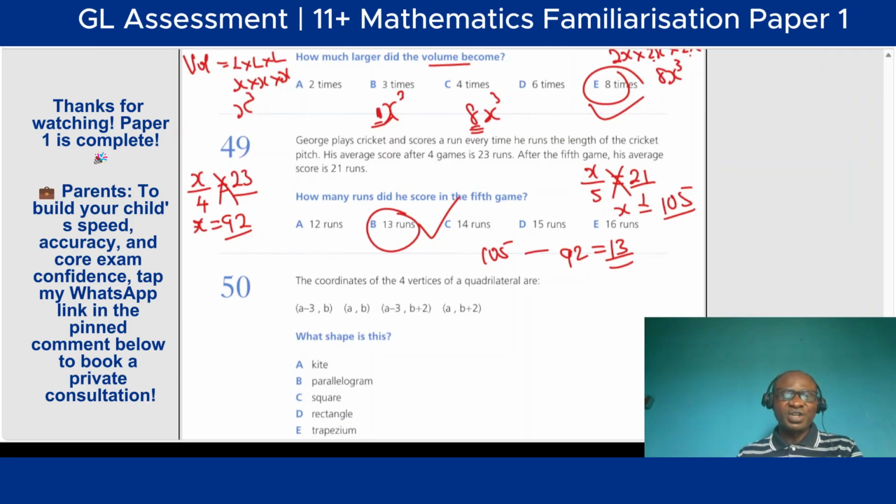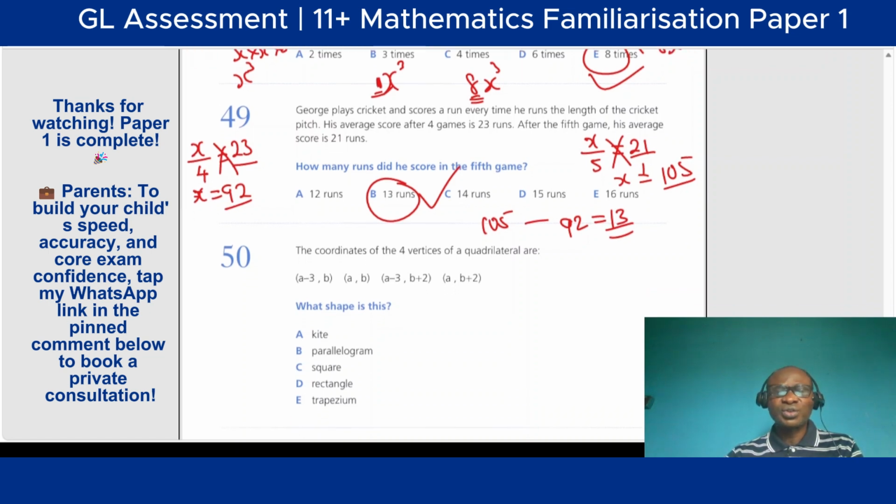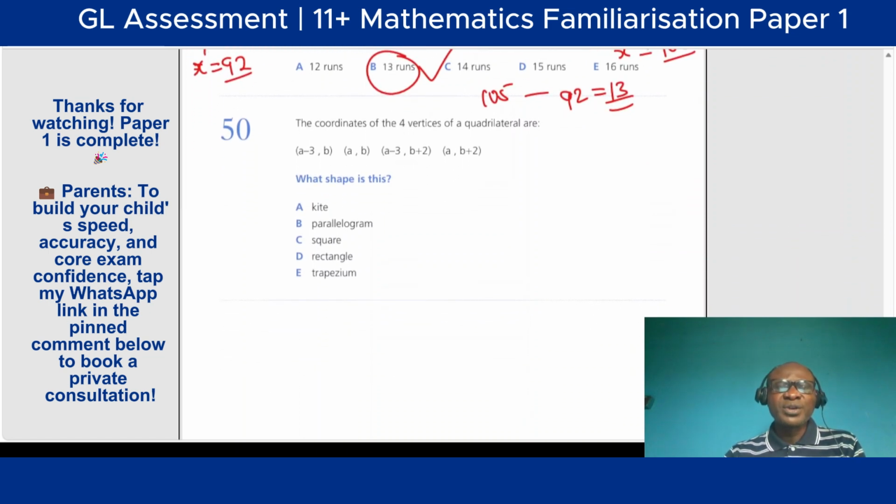Question number 50. The coordinates of the 4 vertices of a quadrilateral are given. Wow. So what do we do here? And they say, what is the shape? Let's see. Something is common here. b represents the coordinate on the y-axis. a is once here, but that is b plus 2 here and also b plus 2 here.